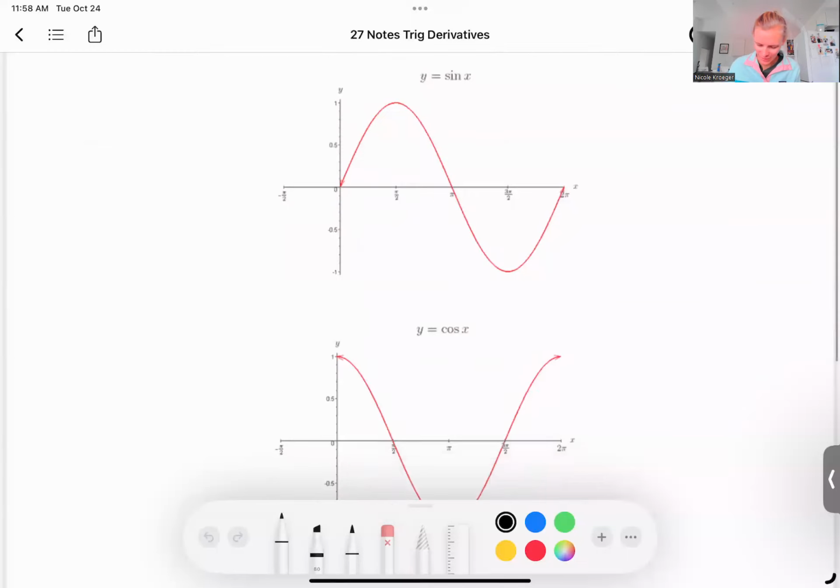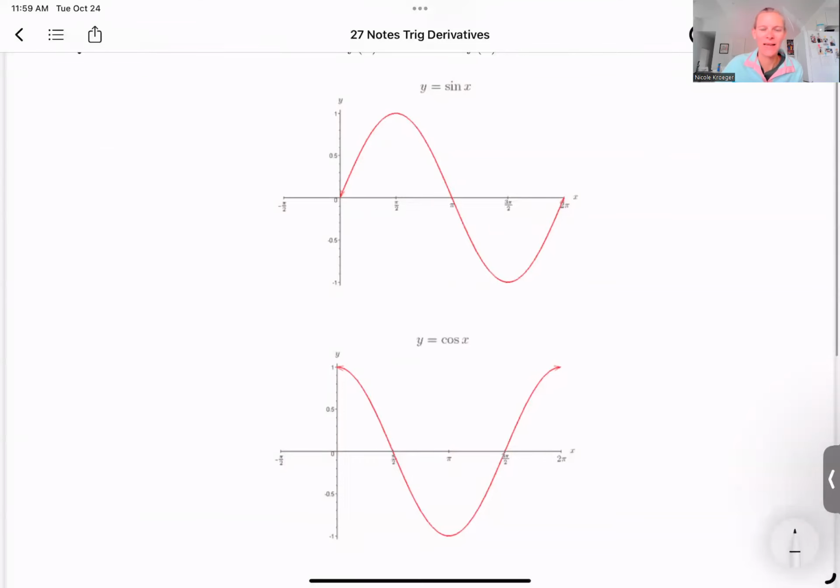So I have the graph of sine and cosine here. Remember, sine and cosine are periodic functions with a period of 2 pi, so they repeat every 2 pi. So I have one period graphed here. And so let's graph the derivatives of each of these.